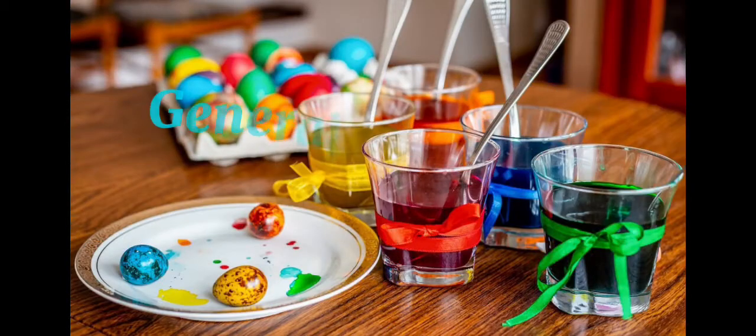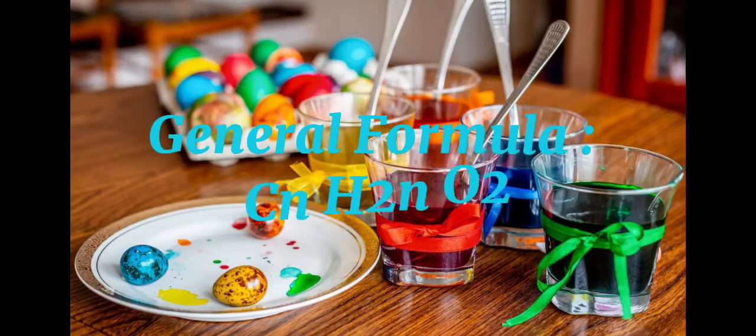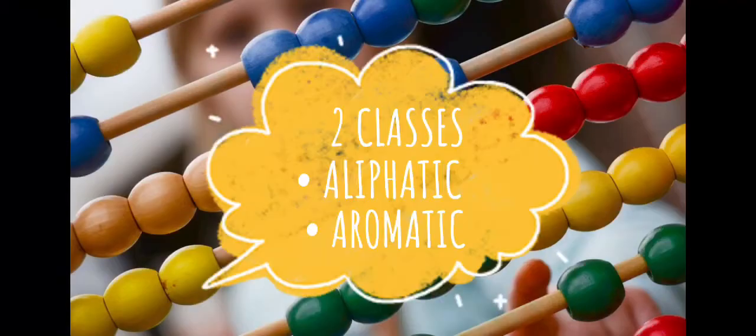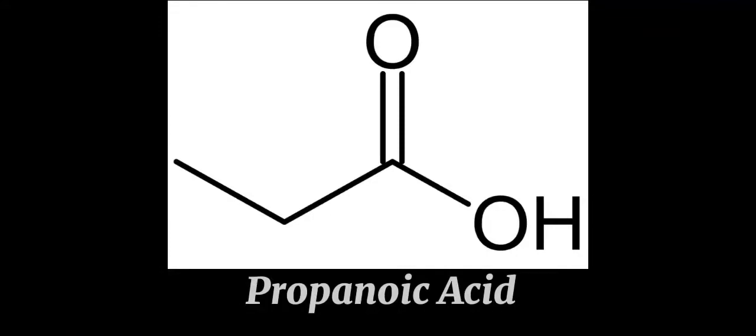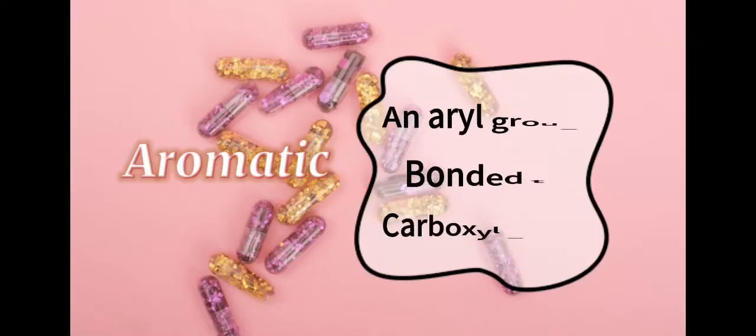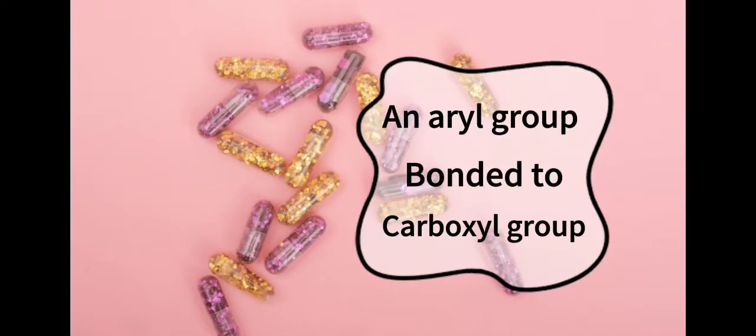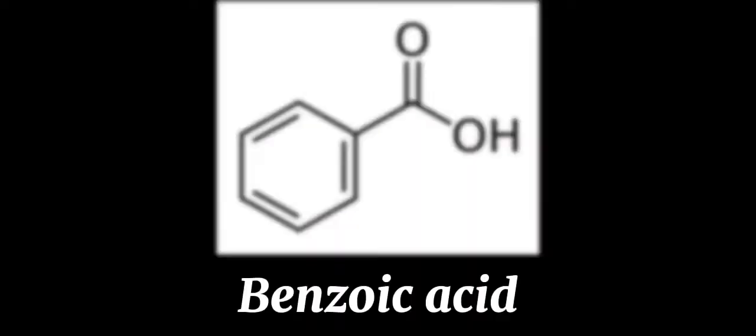The general formula of carboxylic acid is CnH2nO2. Carboxylic acid is divided into two classes, which are aliphatic and aromatic. Aliphatic is an alkyl group bonded to a carboxyl group, for example propanoic acid. Aromatic is an aryl group bonded to a carboxyl group, for example benzoic acid.